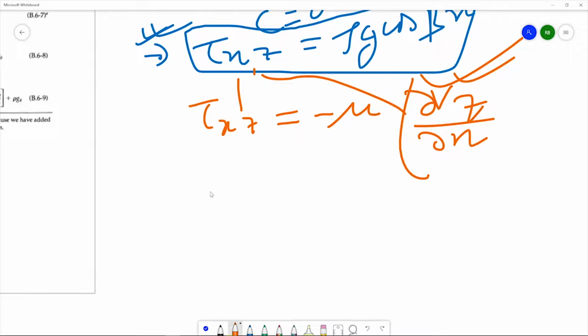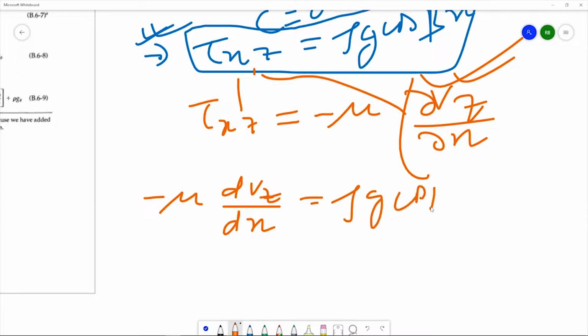So if you write, it is nothing but minus mu dvz by dx. I can write d now because vz is not a function of other variables, only a single variable x. So you can easily write this one. It is no more a partial derivative. It is a single derivative because only one variable is involved, x. So it is equal to rho g cos beta x, right?